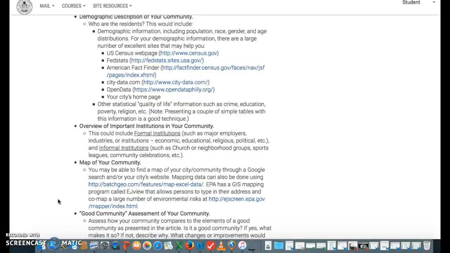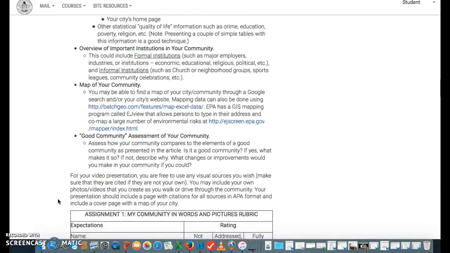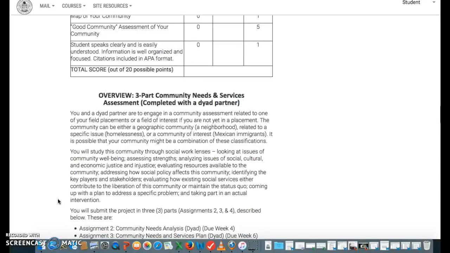What are the religious institutions, the political institutions, but also some of the informal institutions that people congregate at or belong to, so groups and sports leagues and things like that. For that assignment, you're also going to be providing a map and then also an assessment of the good community, whether or not you agree or disagree. The rubric is right there.